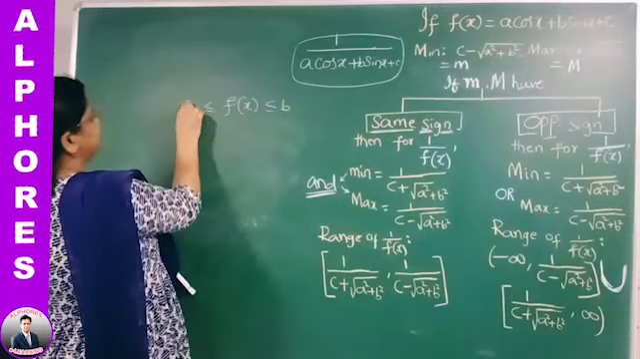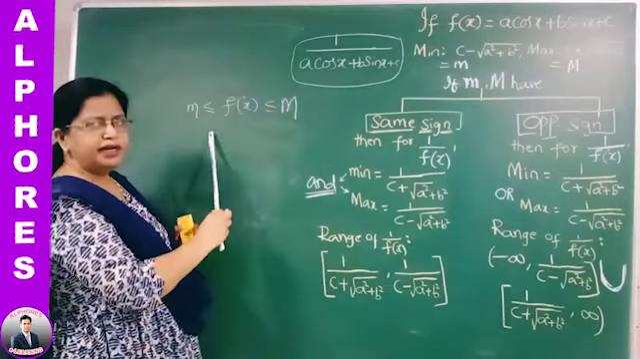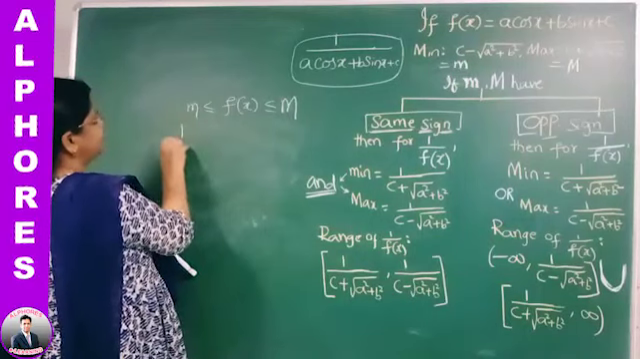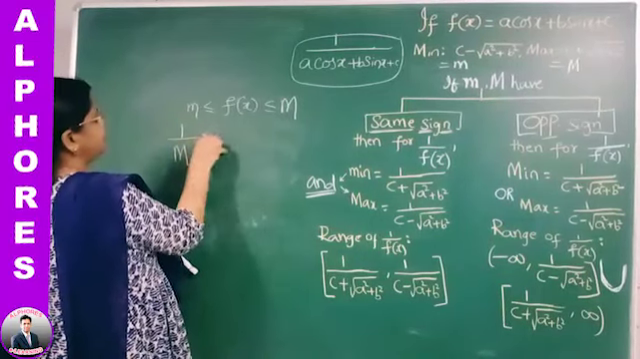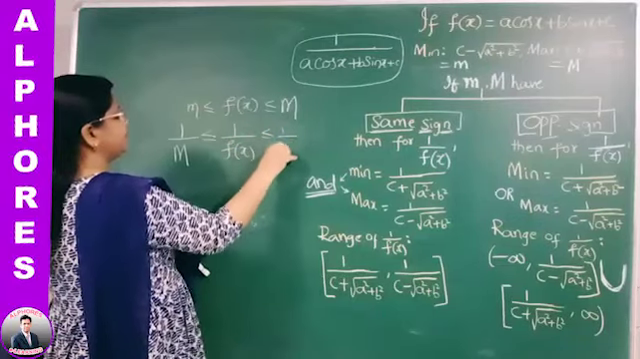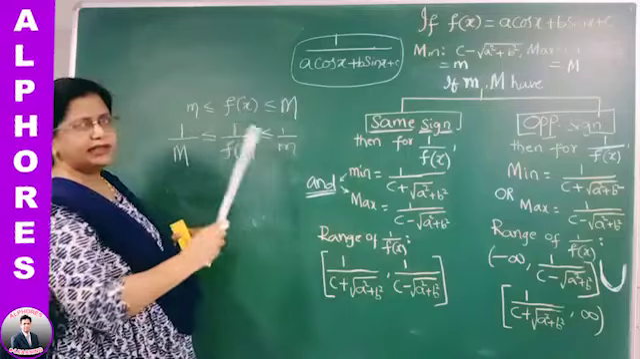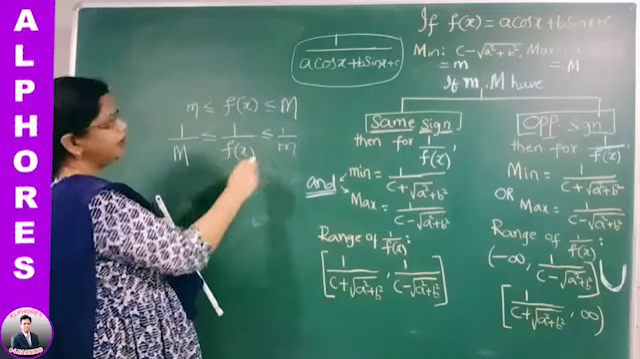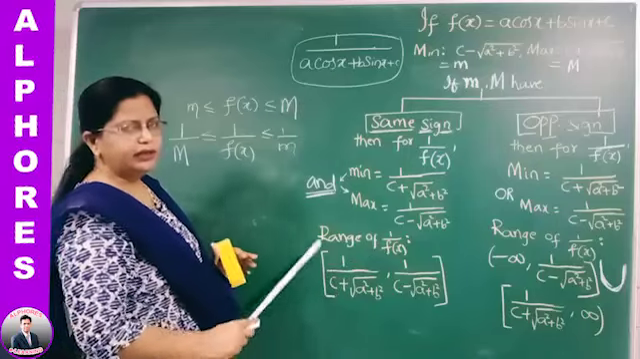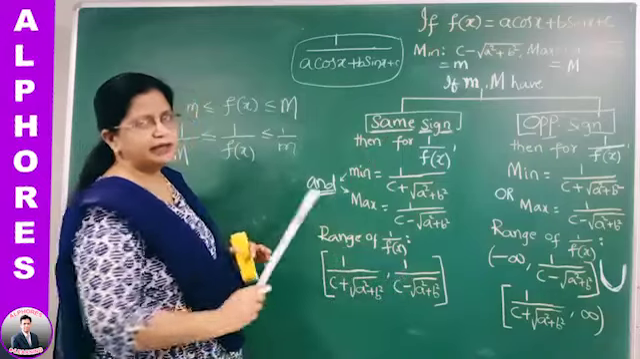Or small m if I write this is minimum and this one is maximum, these two are having the same sign. Then if you take the reciprocal, what is happening? 1 by m less than or equal to 1 by f of x less than or equal to 1 by small m. That means here you got minimum as well as maximum. Both are coming, understand? Then the range is exactly in the reversal order, that means 1 by c plus, comma, 1 by c minus.